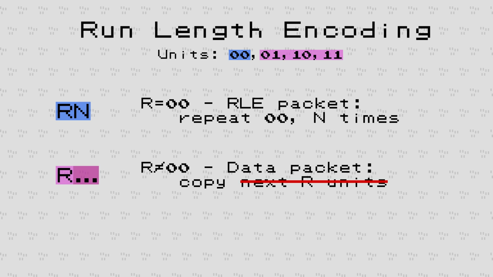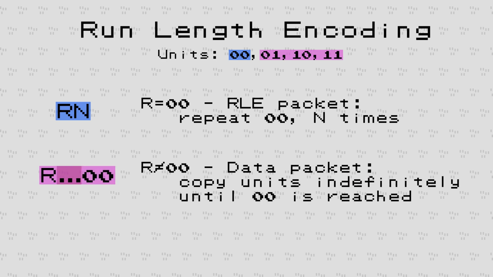Instead, it just uses the 0-0 pair as a terminator. That is, the number of pairs in the packet is endless until it reaches a 0-0 pair, and that marks the end of the packet.